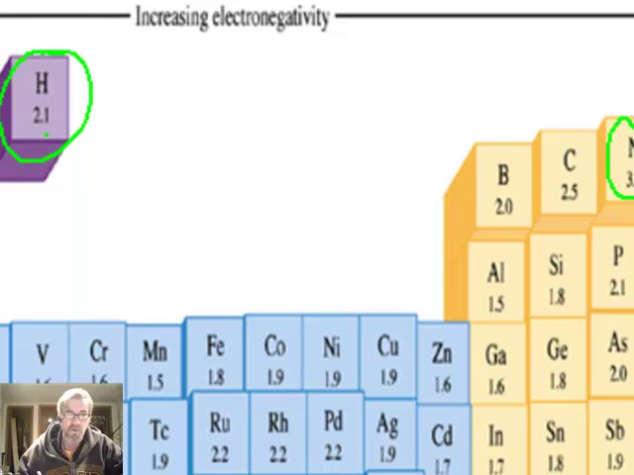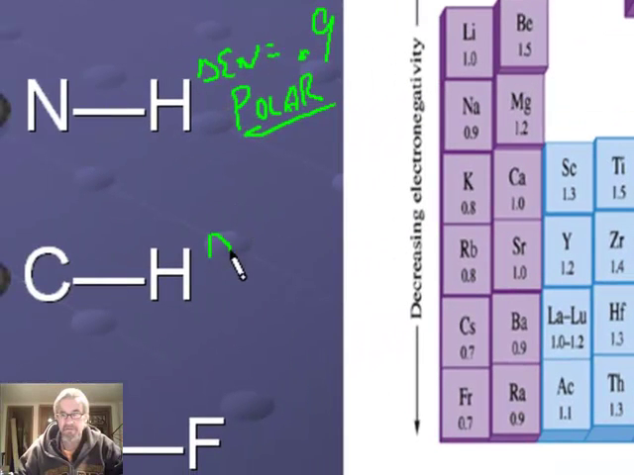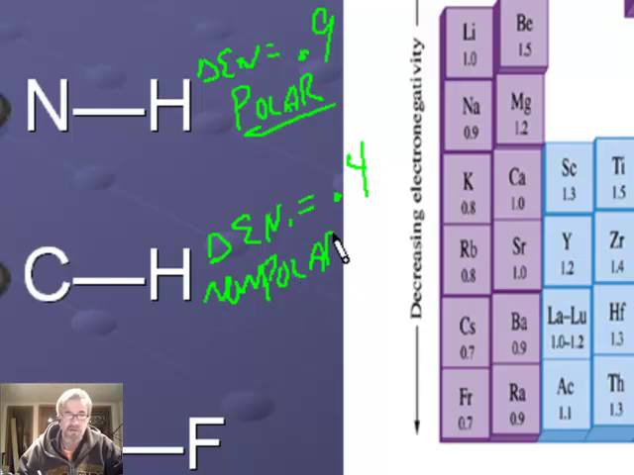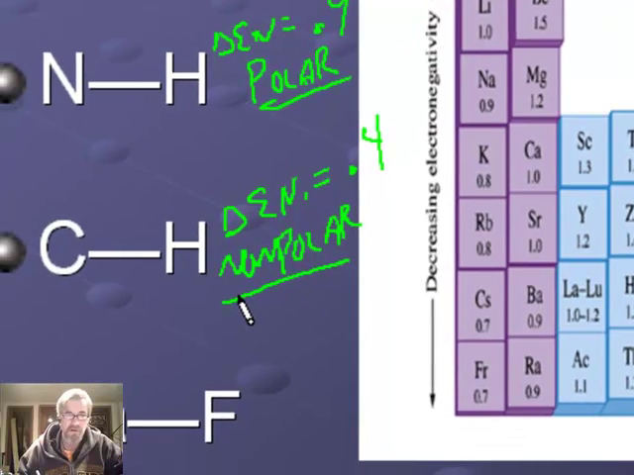CH. Carbon is 2.5. Hydrogen is 2.1. The electronegativity difference for a CH bond is only 0.4, and that's just a little below the range that we would call a polar covalent bond. So this is a nonpolar bond, and we say that the electrons are equally shared in this bond.